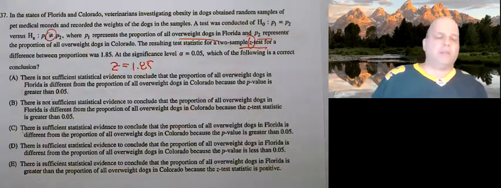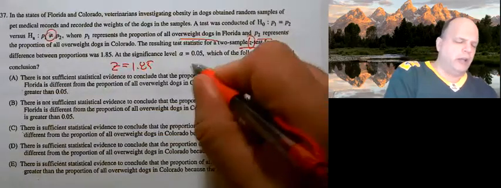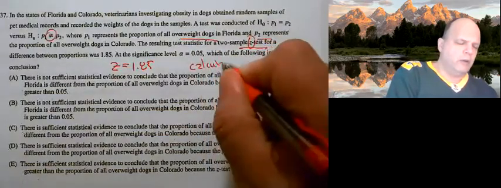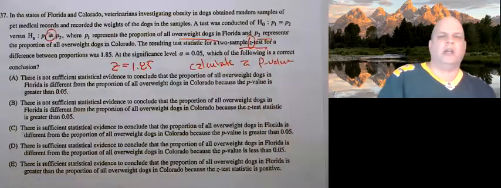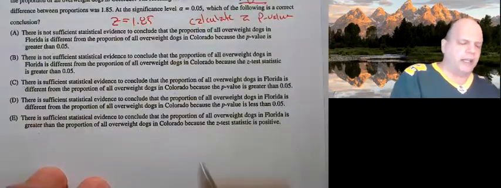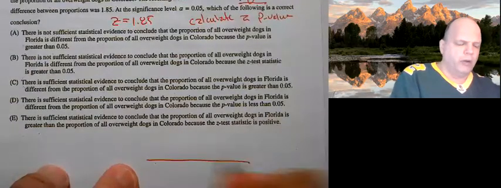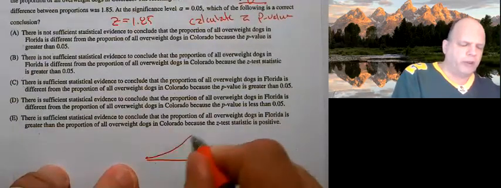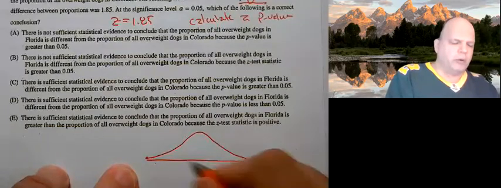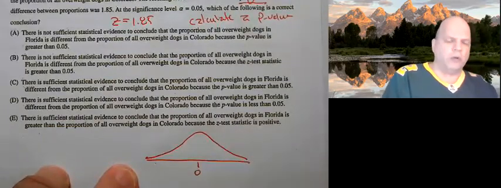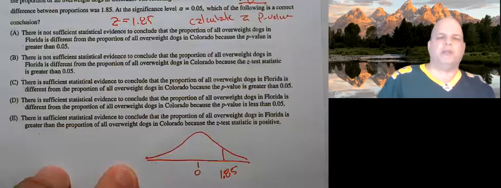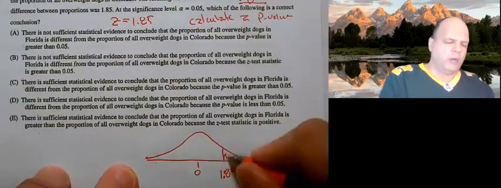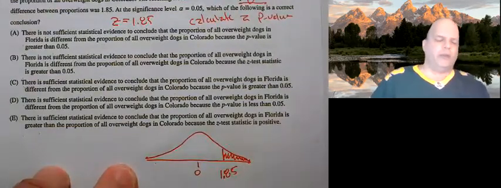Well, they didn't give me a p-value, so I need to calculate a p-value. Well, they did give me the test statistic. Because they gave me the test statistic, I can get a p-value. So here's my graph of my z-scores. Please remember, z-scores are centered on 0, so we have a 1.85 as my z-score. And we're always looking for more extreme, which is in this direction.